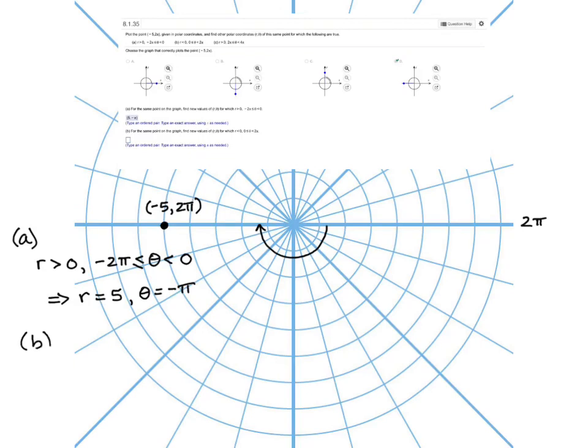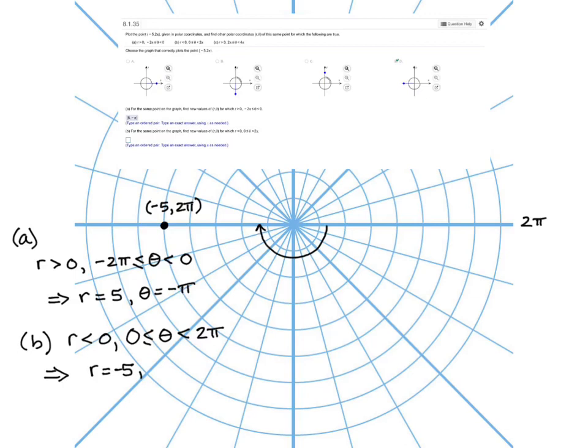Now in part B, we're told that r is negative and theta is between 0 and 2 pi. So since r is negative, that means that r is going to equal -5. And then we need to figure out the value of theta.